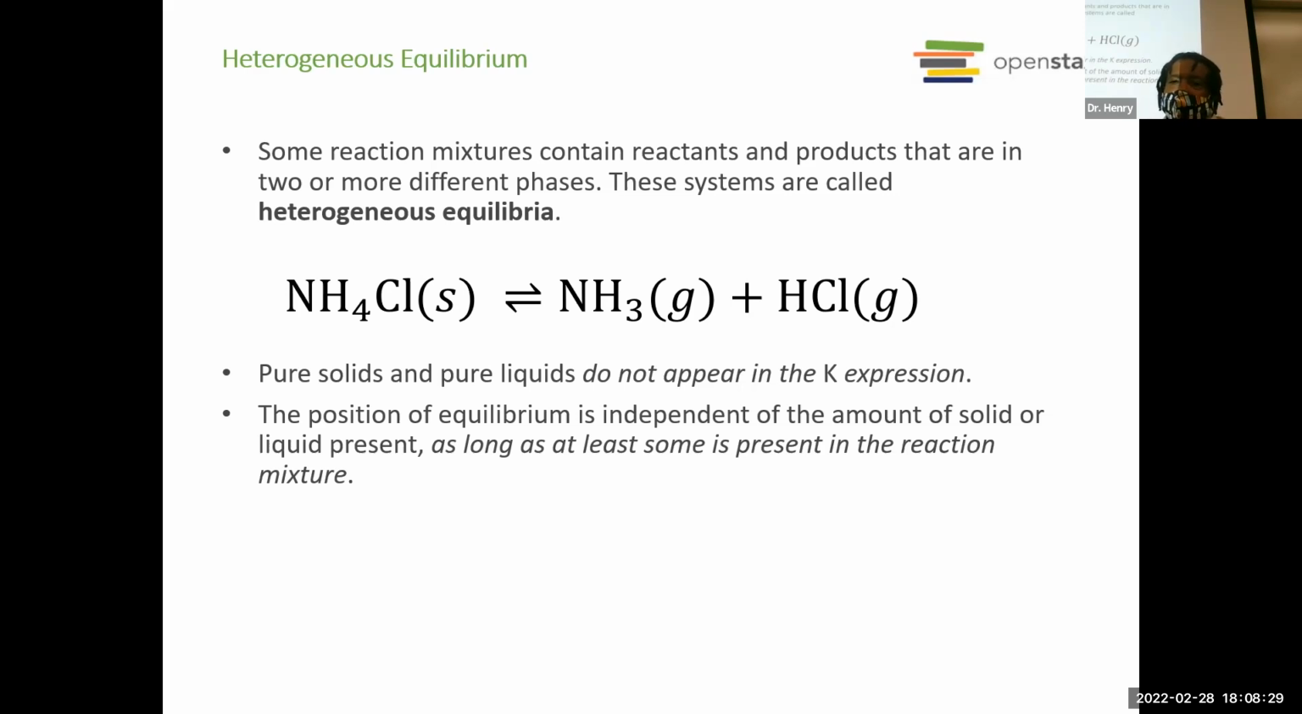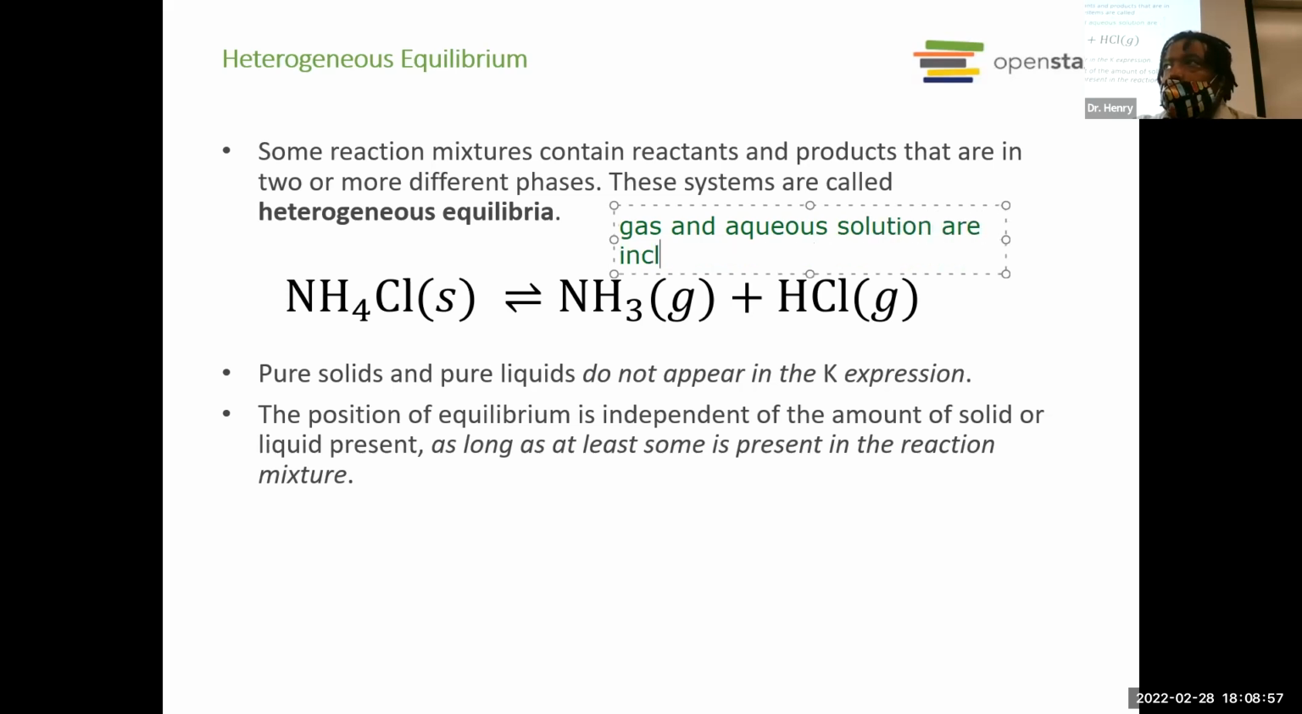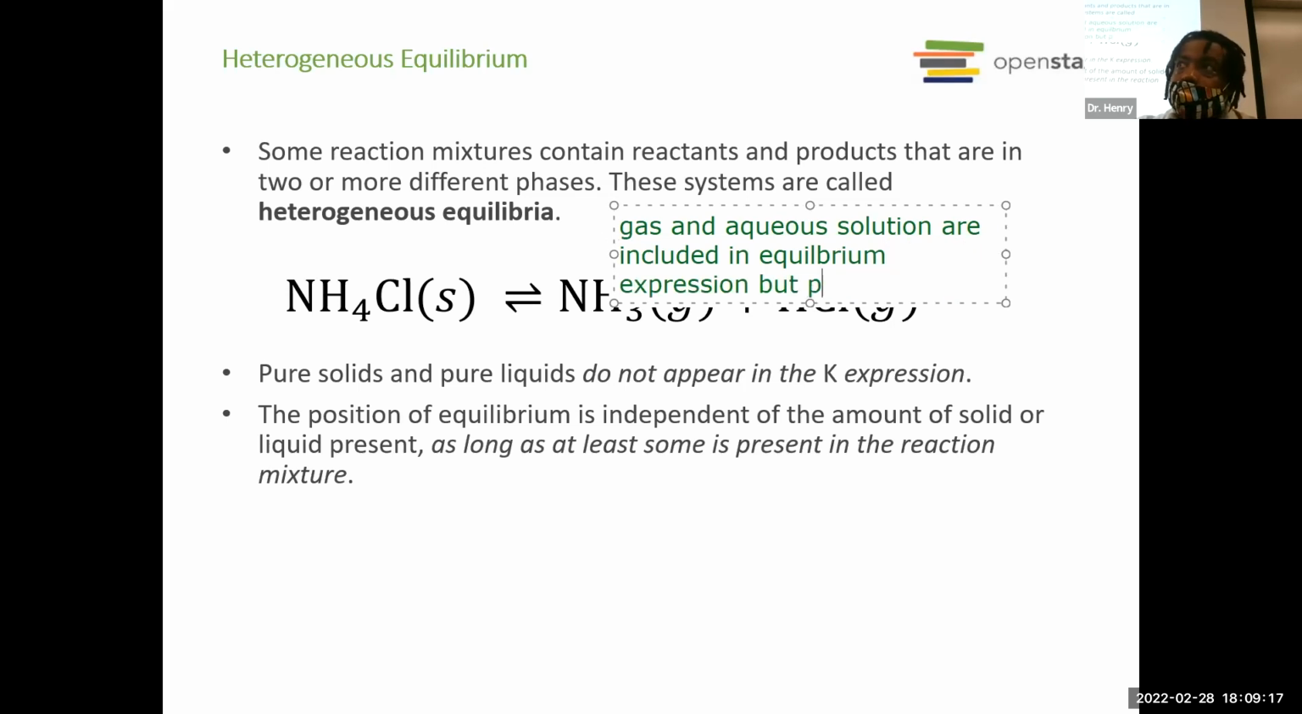Gases, let me write it down. So we'll say, gases and aqueous solutions are included in equilibrium expressions. But pure solids and liquids are not.